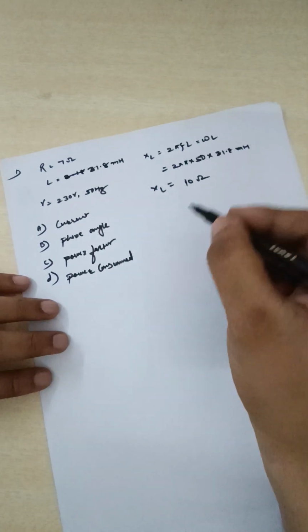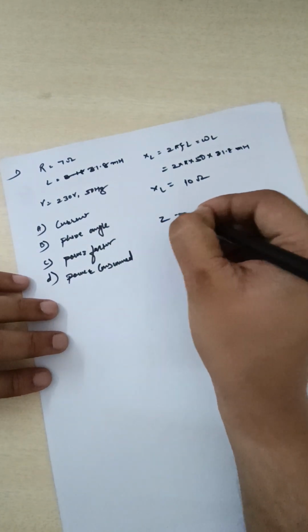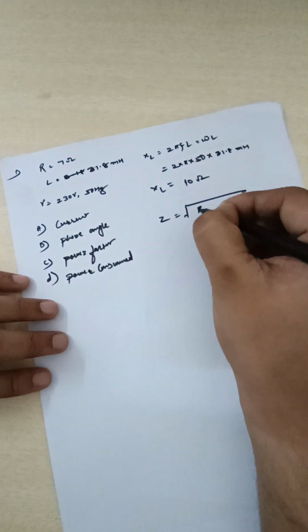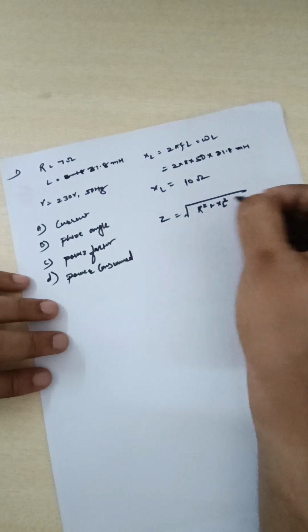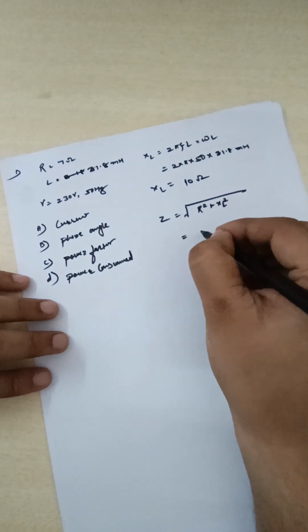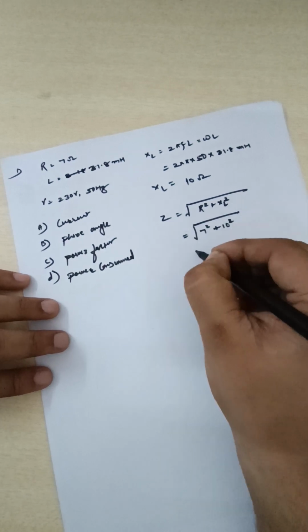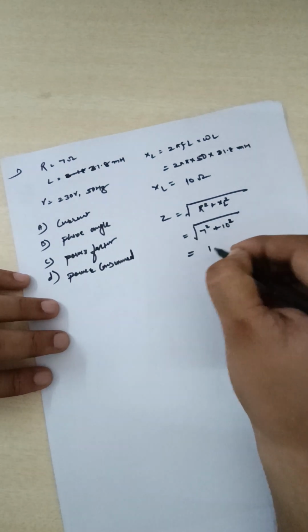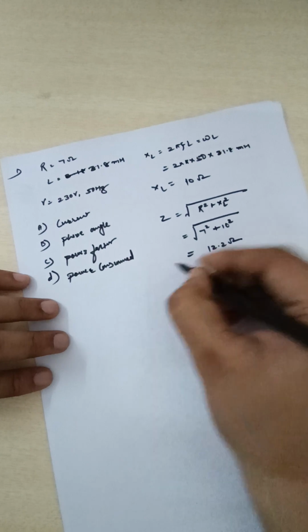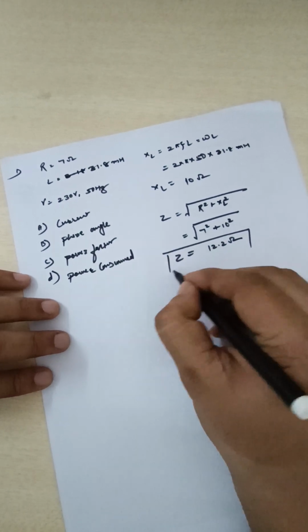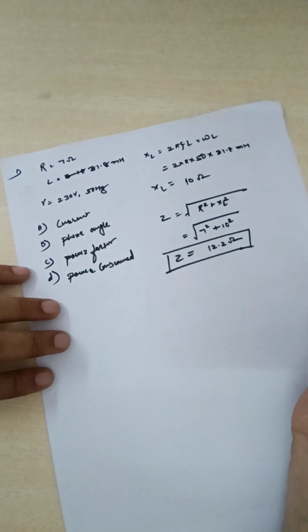Now what will be the value of Z? Z will be equal to under root R square plus XL square. R is 7, so 7 square plus 10 square, so it will become 12.2 ohm. This is the Z. First question is done.